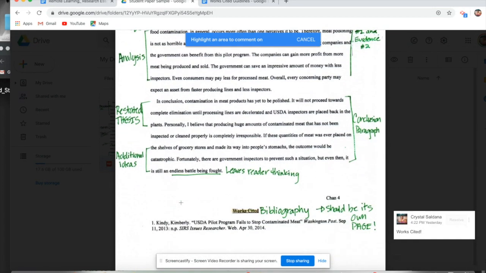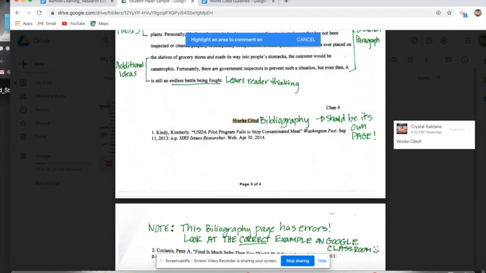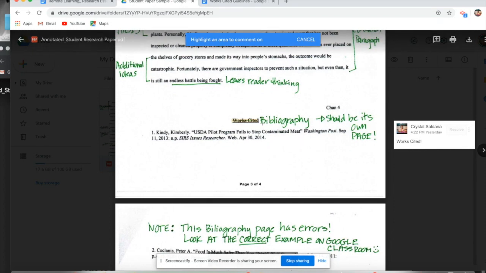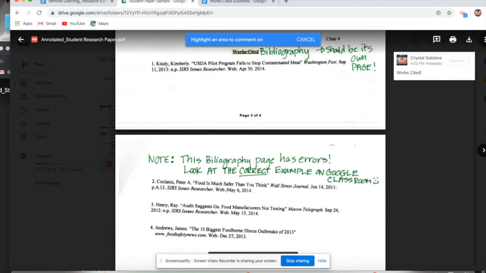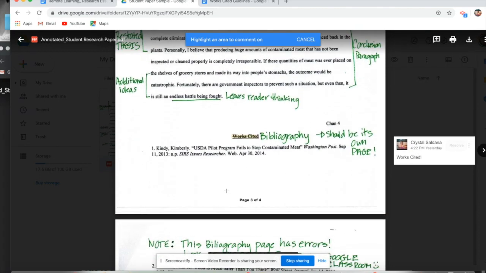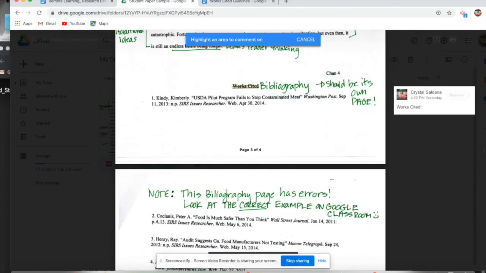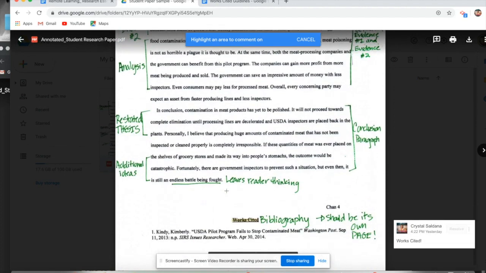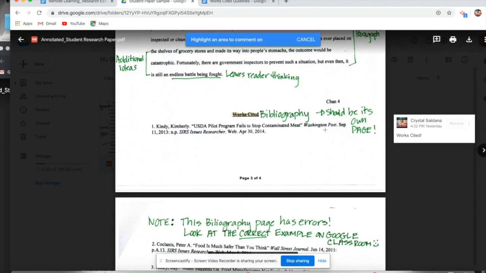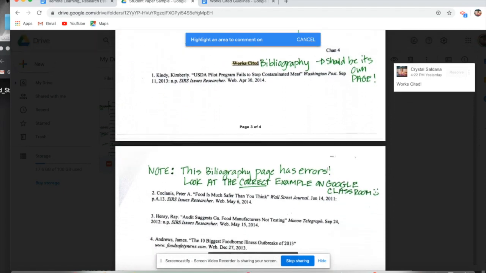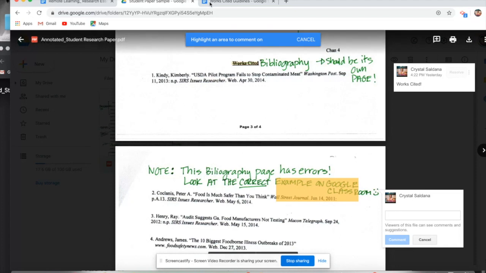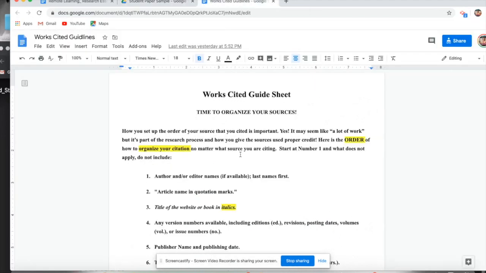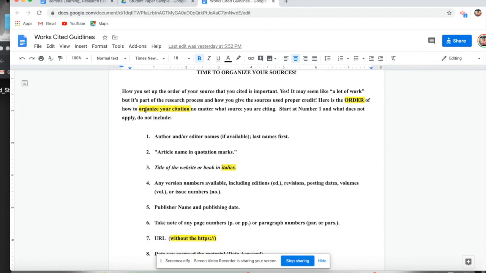Okay? All right. And then here's her works cited. Her works cited, I crossed out and I put bibliography. She should have had this all on one page. And notice she only has 4 sources. That's exactly right. So you guys should have about 4 sources in your paper too, because it's a 5 paragraph essay like this one is. And I said it should be its own page. Look at the note I put here. I said "example on Google Classroom." Okay, so this is what I'm talking about. I want you to go to the works cited guidelines and don't get overwhelmed by all this.